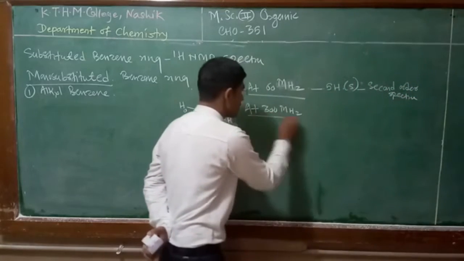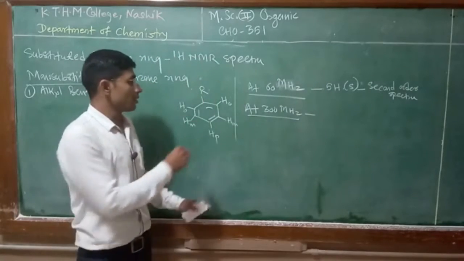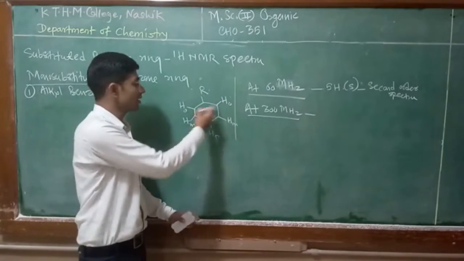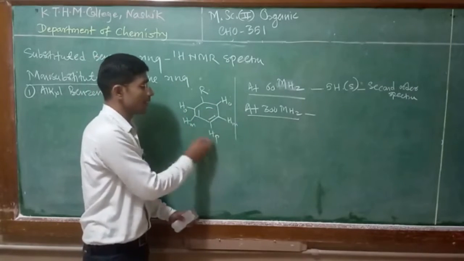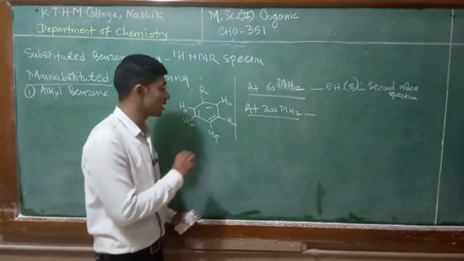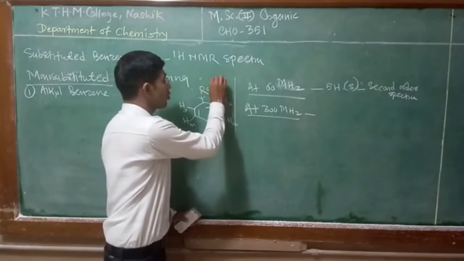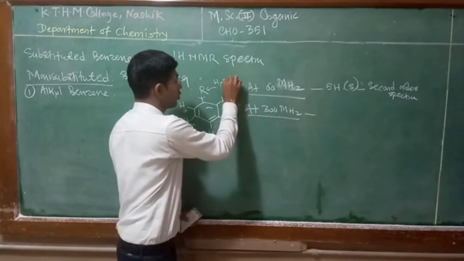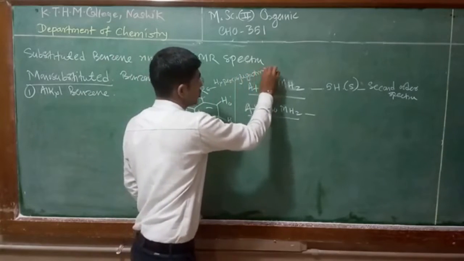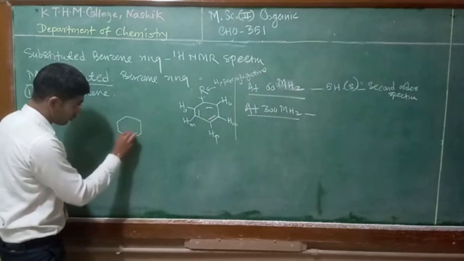At 300 megahertz instrument, the protons that are different here, ortho, meta and para, obviously give different signals at 300 megahertz instrument. So this R group you know very well. Because of the hyperconjugative effect of this group, when this group shows hyperconjugative effect like ethyl benzene, suppose you consider the example of ethyl benzene.